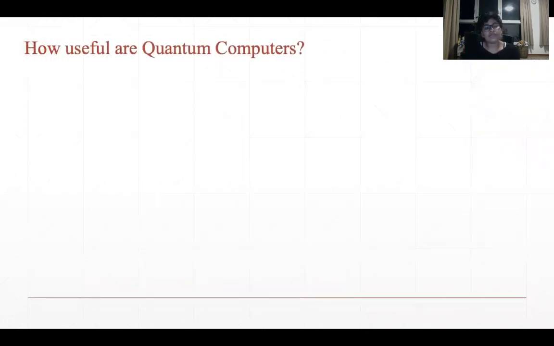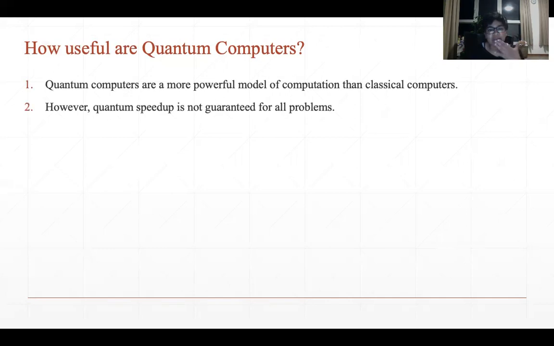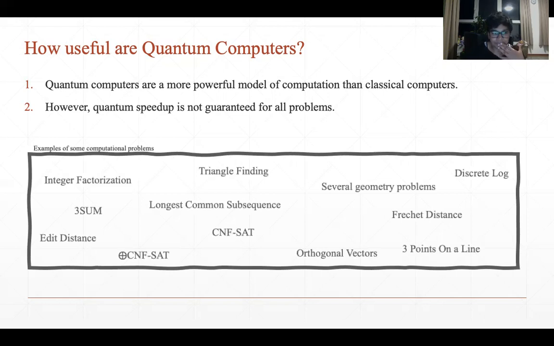Of late, a lot of money and effort is going into quantum computing. That is because for many computational problems, we have quantum algorithms that are faster than the classical ones, and rightfully so. Because quantum computers are a more powerful model of computation than the classical computers. However, we also see that quantum speedup is not guaranteed for all problems. Let's look at some examples.